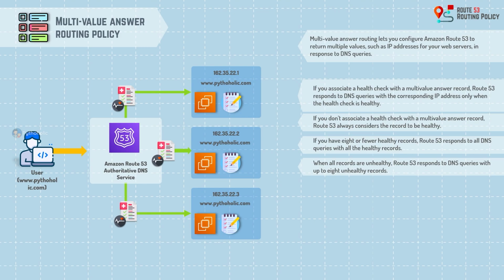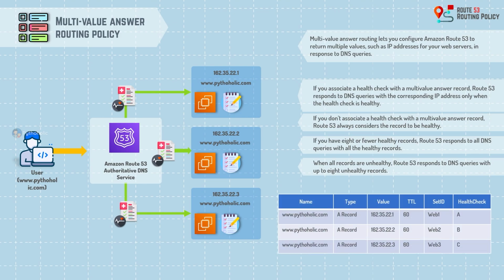So overall, this gives multiple answers. That's the gist, and this is how it looks. Here you can see we have 3 entries of a record for pythaholic.com with 3 different health checks, A, B, C, and that's what the DNS returns. And remember, you can have up to 8 such entries.